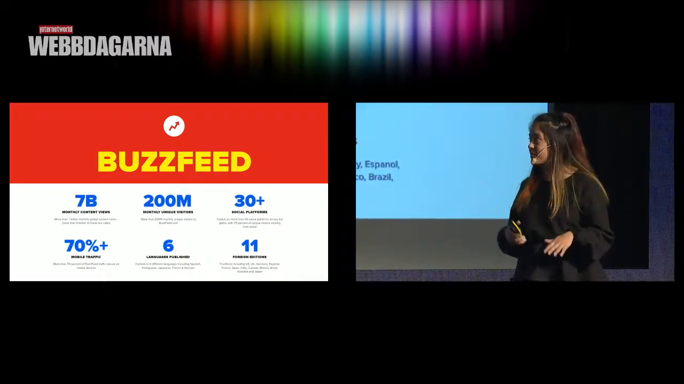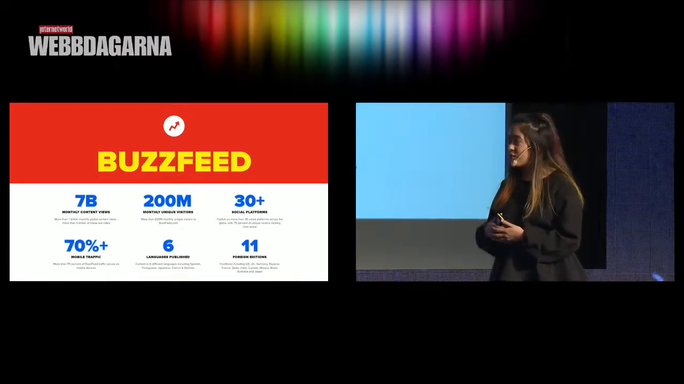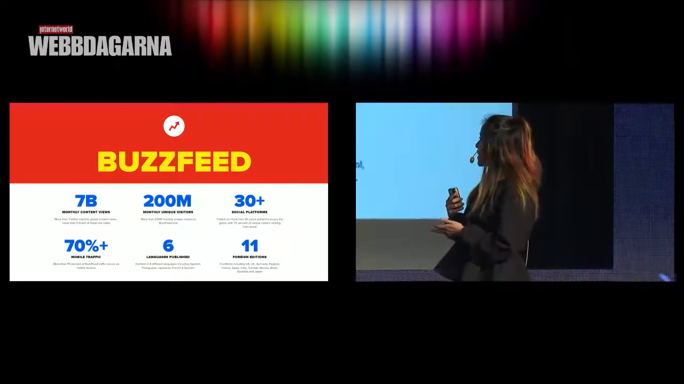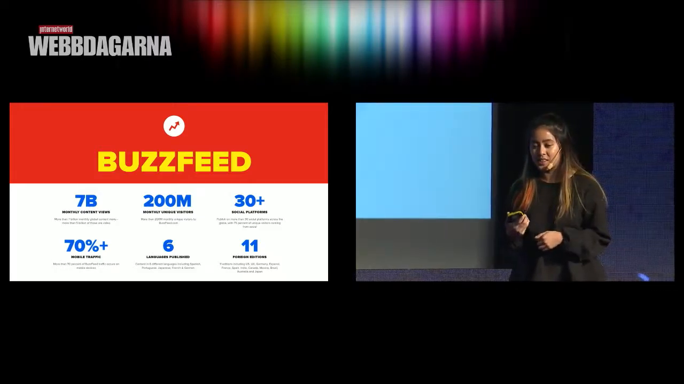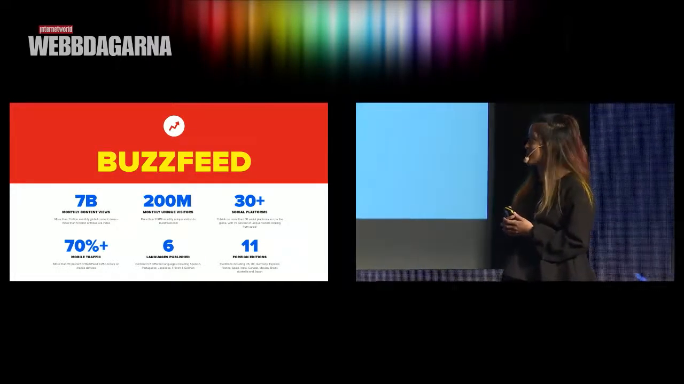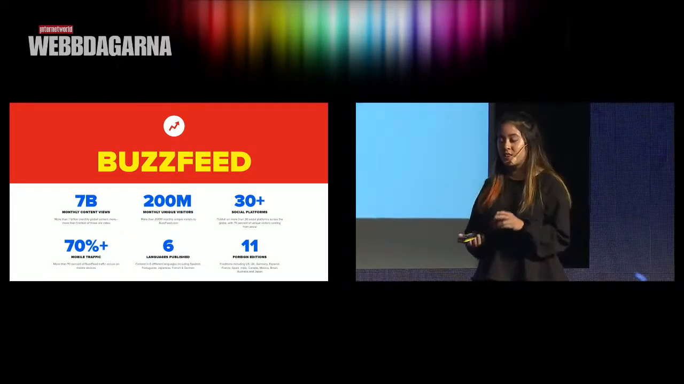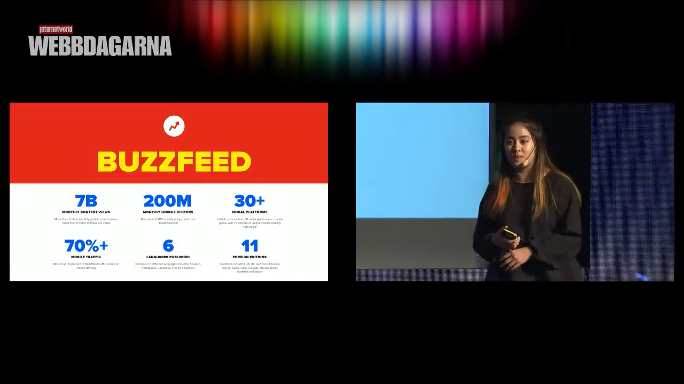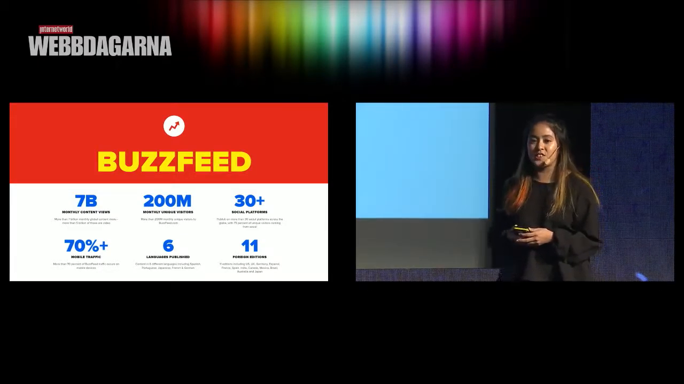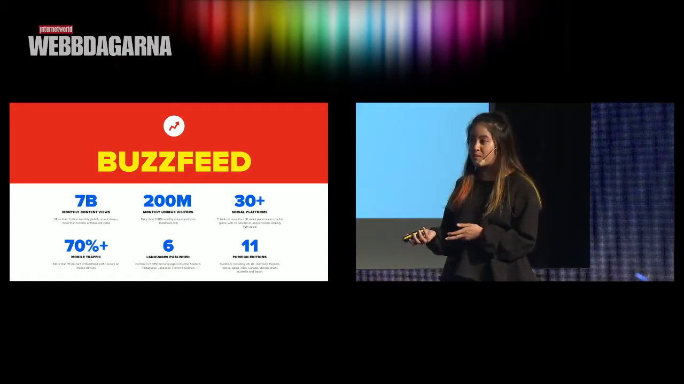And I'm just going to read off a few stats about the company. Monthly, we generate about 7 billion content views, which are coming from about 200 million unique users. Our content is published across 30 different social networks, so Facebook, Instagram, Vine, as well as several regional social networks. And this is, of course, in addition to BuzzFeed.com and our mobile apps.